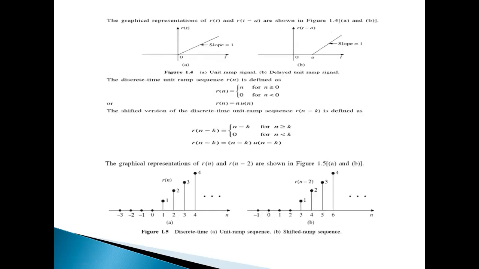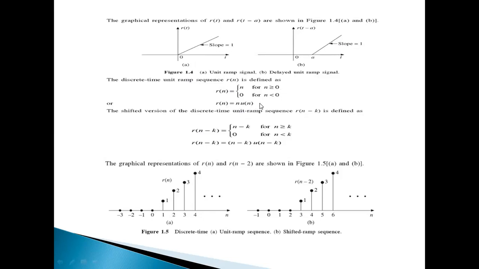Coming to the graphical representation for continuous time, showing a ramp signal: at t equal to 0 the value is 0, at t equal to 1 the value is 1, at t equal to 2 the value is 2, and so on. The shifted version with a samples starts from a itself and slowly increases linearly. Similarly, the unit ramp sequence for discrete time: R of n is equal to n for n greater than or equal to 0, and 0 for n less than 0.